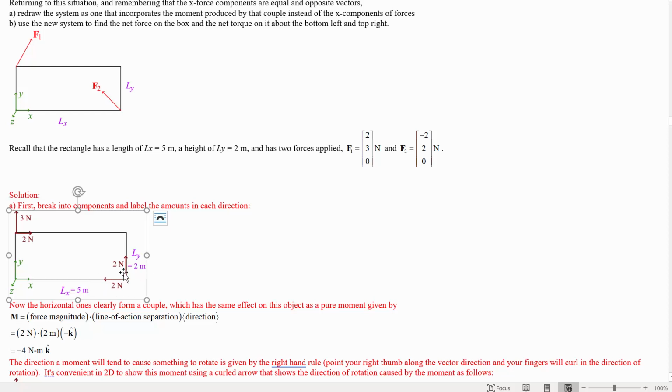Moment is a vector. So this one would be the r crossed with the force, and you can see that would give you something into the page. Another way to think about it is this force and this force together at the places where they're at will tend to make the object spin around in this clockwise direction. So that's a negative k moment. It ends up being negative 4 Newton meters in the k direction.